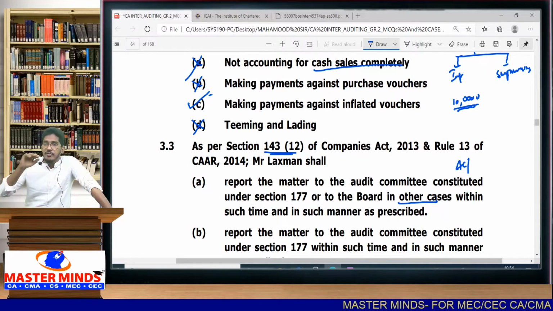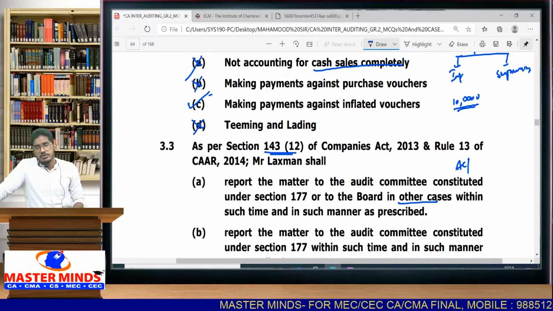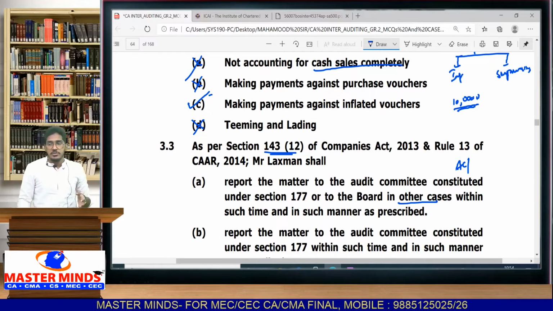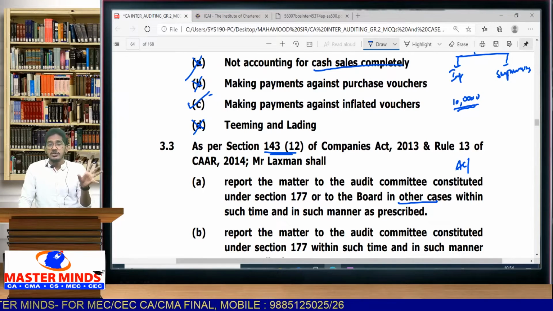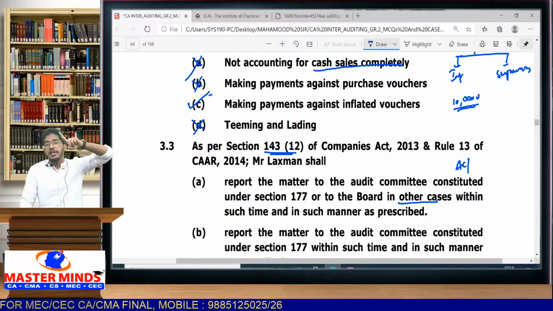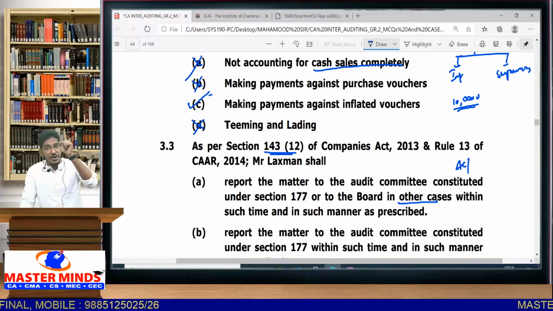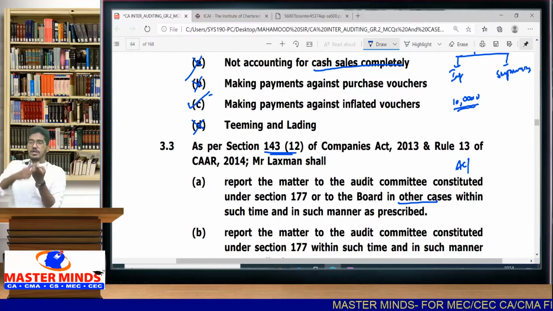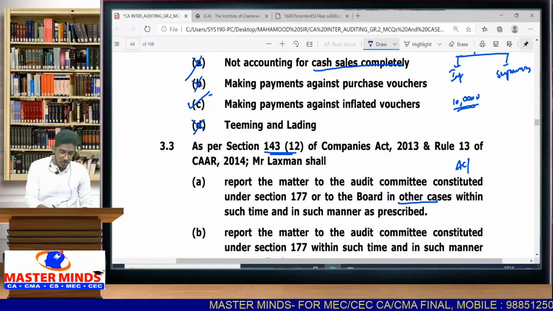Here, in other cases means where an audit committee is not required to be constituted, within such time and in such manner. Within such time, we already know: within 2 days of your knowledge you have to communicate. So under 143 subsection 12, what are your responsibilities? You have to communicate the matter to the audit committee if constituted under section 177. If an audit committee is not required to be constituted, then communicate to the board of directors. Communicating to both is not needed. Communicating to the audit committee if constituted, or if not constituted, then to the board of directors. Anyone is sufficient. If an audit committee is there, communicate only to the audit committee. If not, then only communicate to the board of directors. Okay, so A option is correct.